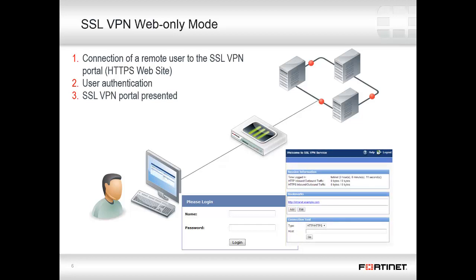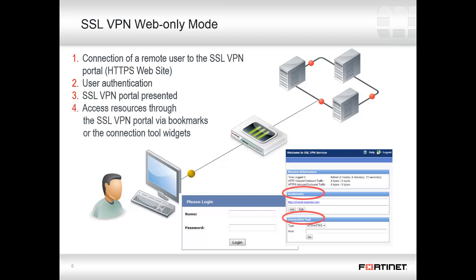As we will soon see in greater detail, the portal displays different widgets. One of the widgets contains links to all or some of the resources that can be accessed. Another widget allows users to type the URL or IP address of the server they want to reach. A web-only SSL VPN user uses these two widgets to access the internal network. The main advantage of web-only is that it is clientless. This means that the user is not required to pre-install any client VPN software.